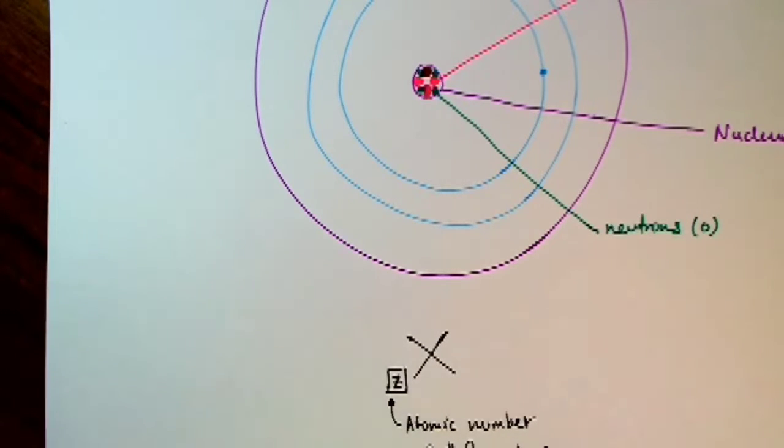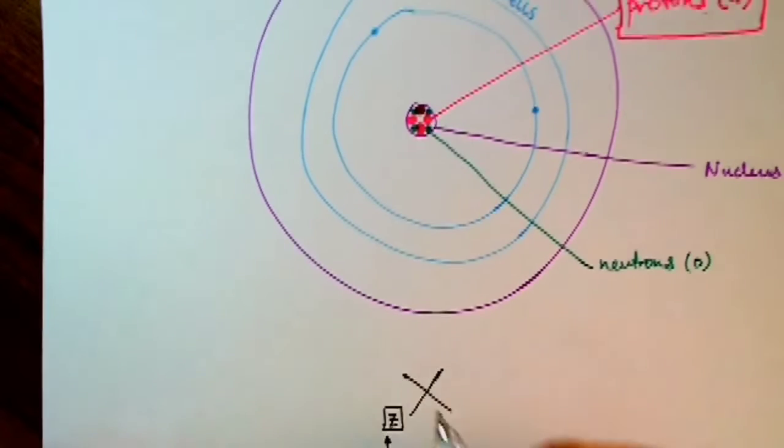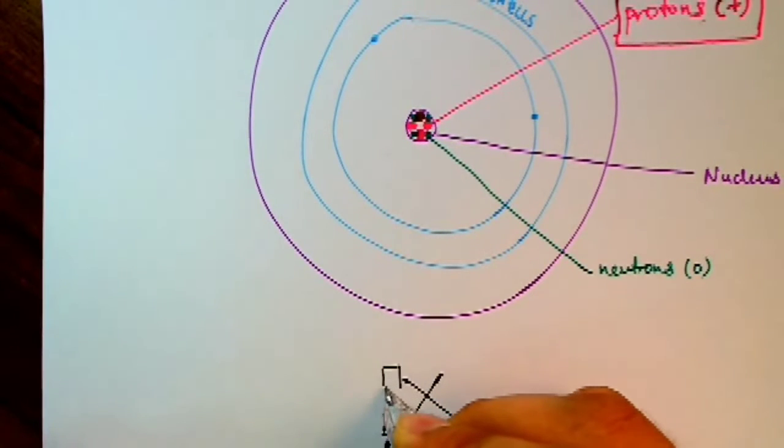Now where these protons are, I told you, inside the nucleus. Protons have positive charge. Suppose carbon atomic number is 6. If I say that carbon atomic number is 6, that means in the carbon element there are 6 protons.